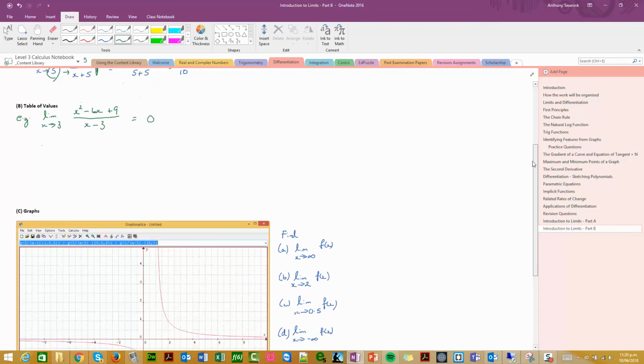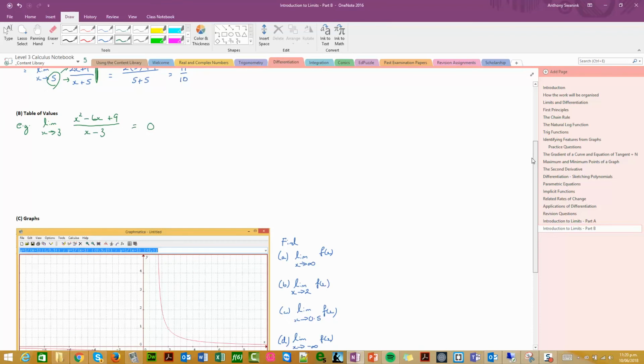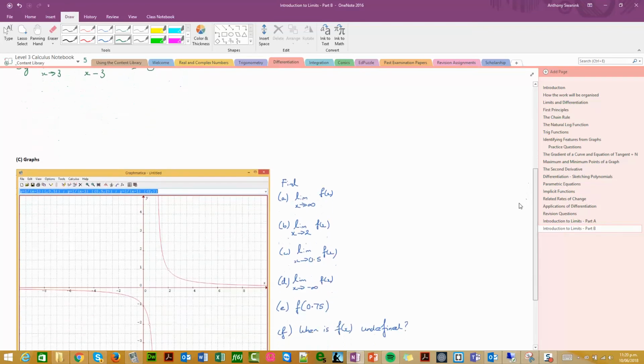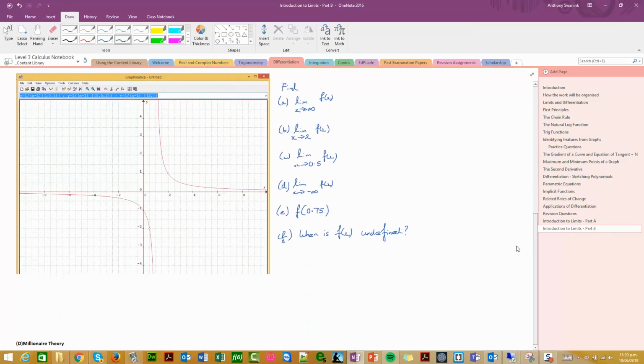Now the thing about a table of values, of course, is that they can be a bit messy and time consuming to calculate, especially manually. So if I was given a choice, I'd simply go for the graphical method. And let's have a look at another example of that here. This is actually a question taken from your workbook number 15 on page 79. I'll simply regraph that here in Graphmatica.